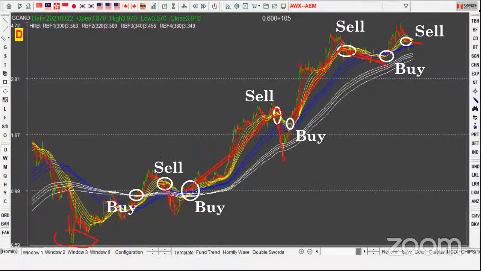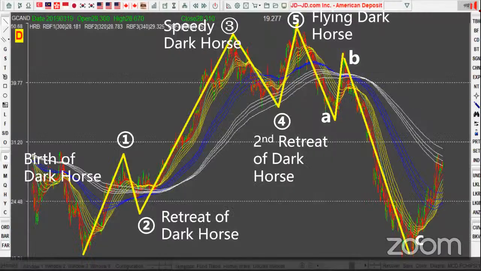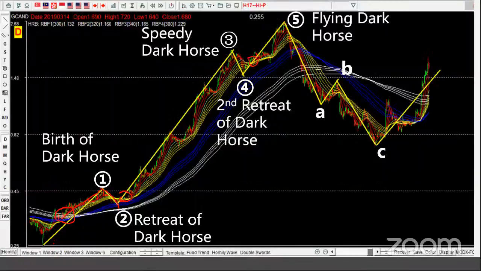I'll show you again. Oh wow, why I cannot go back. Okay, so firstly, birth of dark horse. This is the first horse. We have 5 horses. The second horse is the retreat of dark horse. Usually that will be when the price drops below the yellow line, drops below the yellow line of Homely rainbow. We call it retreat of dark horse.